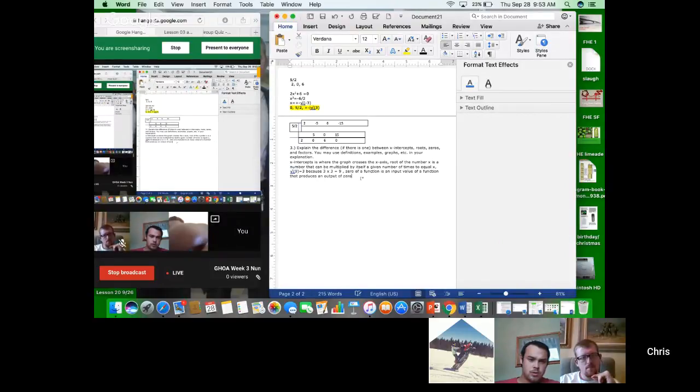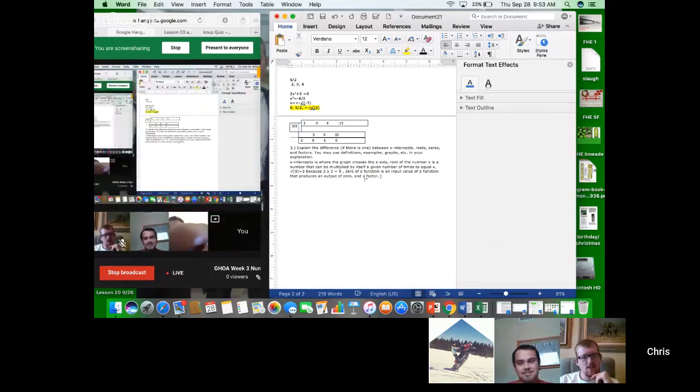And then for a factor. Factors are numbers we can multiply together to get another number. That's what it says. Which is true, because 2 times 3 equals 6, 1 times 6 equals 6, and 3 times 2 equals 6.